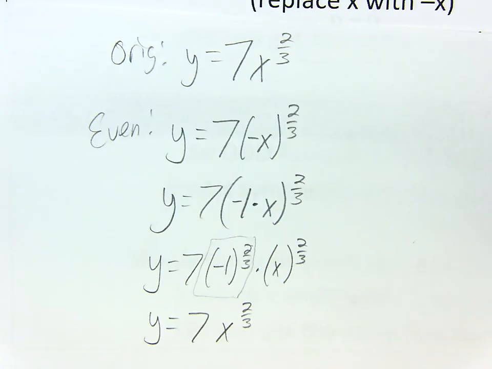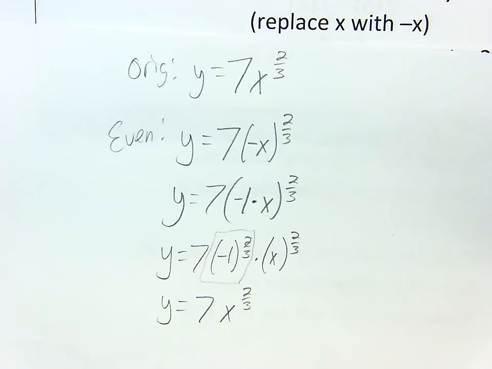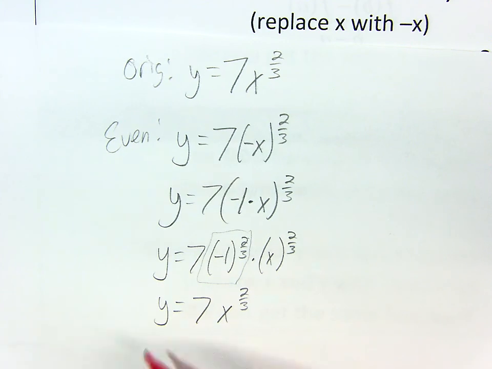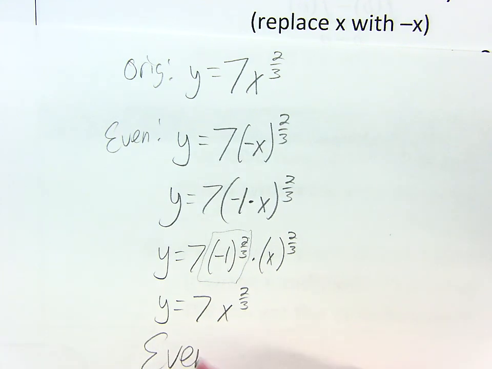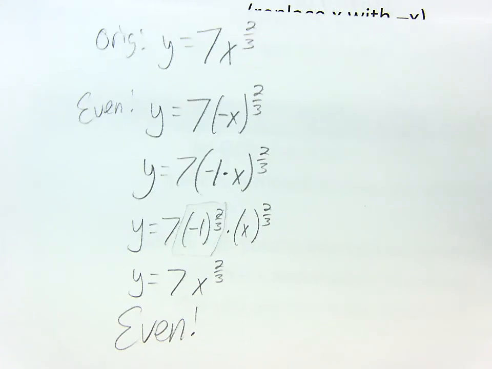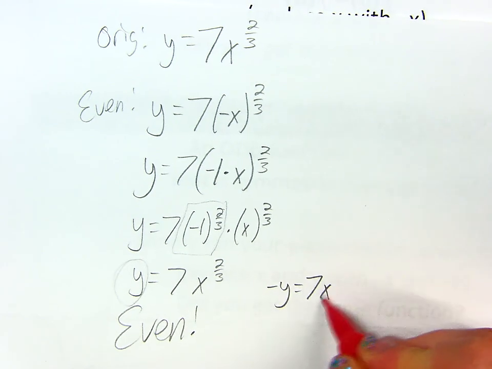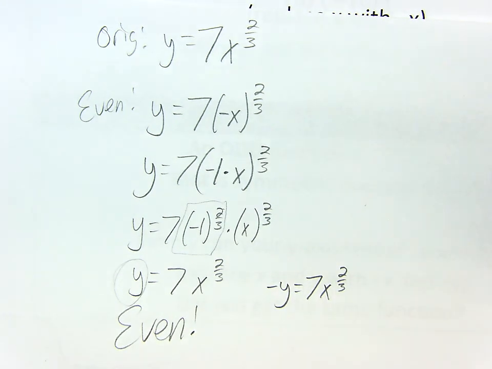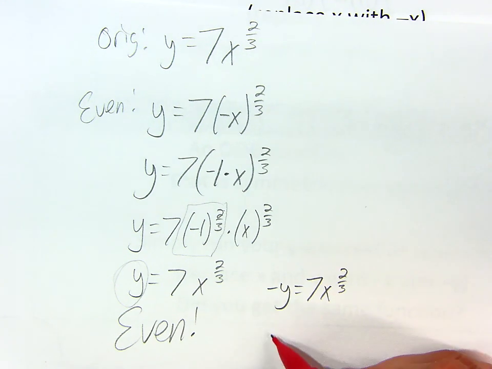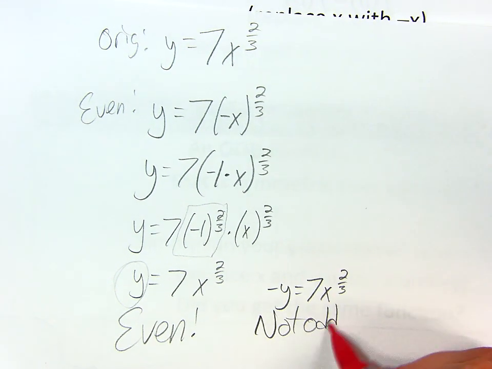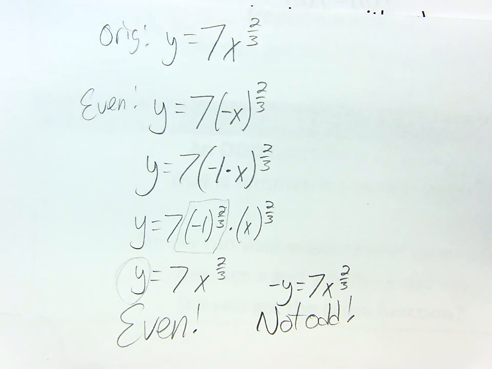What? That's so crazy. But yes, it does match my original. So this thing is even. And then I can test for odd right here by just replacing this with a negative y. Is that ever going to match? No, how could it? So it is not odd. But we do have an even function here. Cool. Okay, so let me stop this video here.